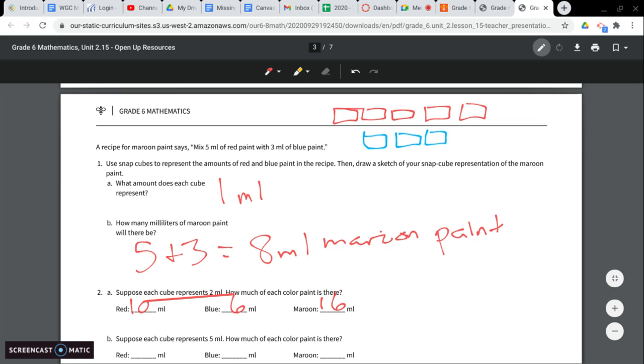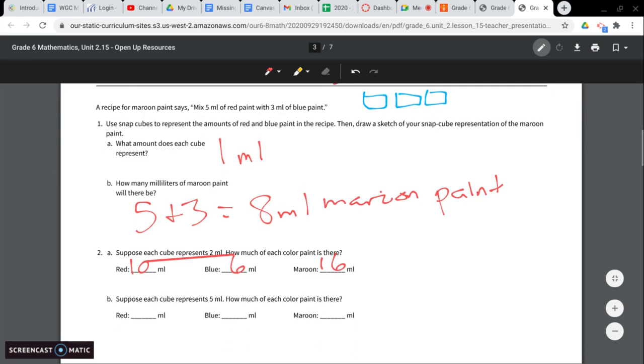Suppose each cube represents 5 milliliters. Well, 5 times 5 is 25. 3 times 5 is 15. And 25 plus 15 is 40.